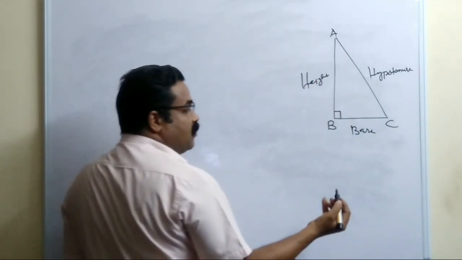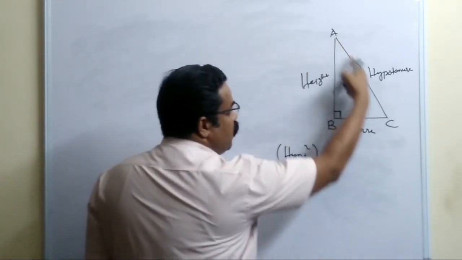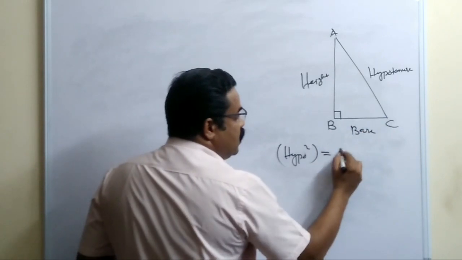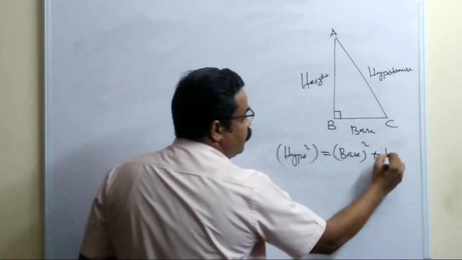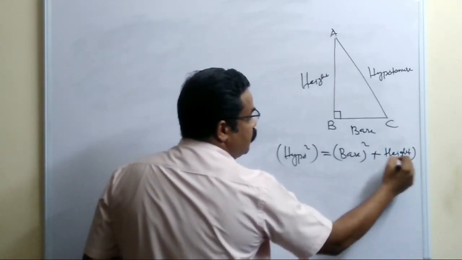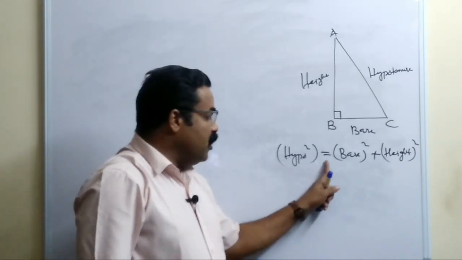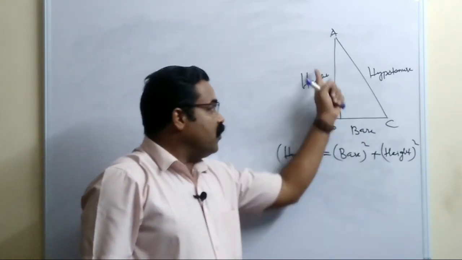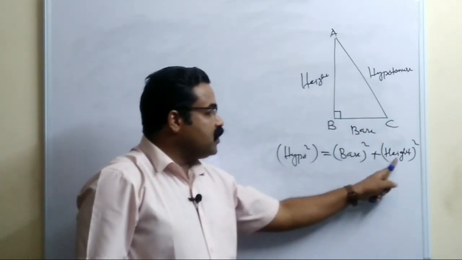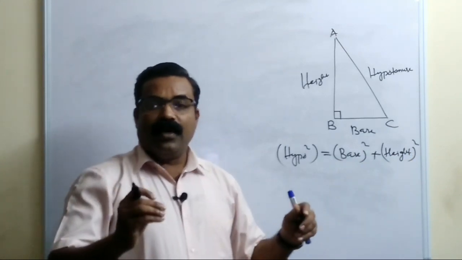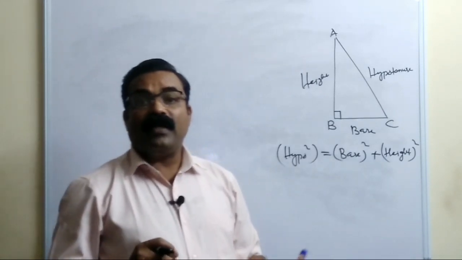Now what does the Pythagoras theorem say? The Pythagoras theorem says hypo square, that is this square, will be equal to base square, this square, plus height square. Hypo square, the square of the longest side, will be equal to the sum of the squares of the other 2 sides. So any group of numbers which follow this theorem are known as a Pythagorean triplet.